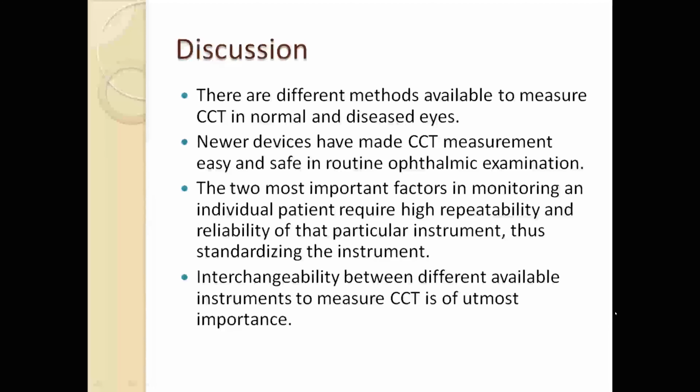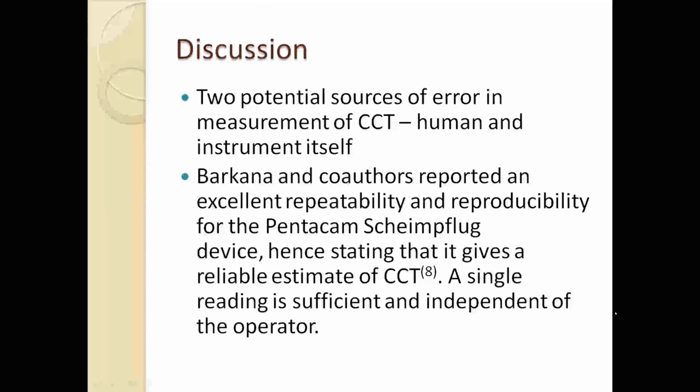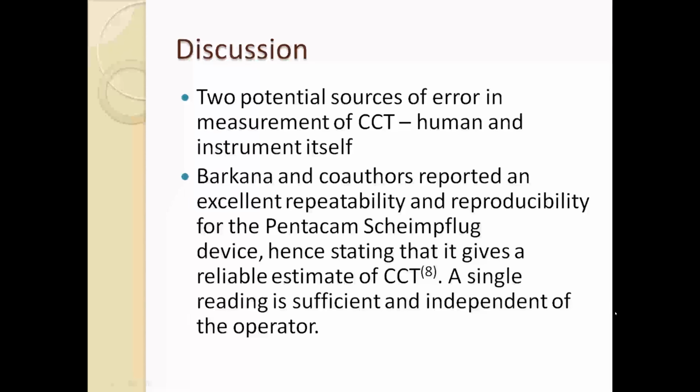Discussion. There are different methods available to measure central corneal thickness in normal and diseased eyes. Newer devices have made central corneal thickness measurement easy and safe in routine ophthalmological examination. The two most important factors in monitoring an individual patient require high repeatability and reliability of that particular instrument, thus standardizing the instrument. Interchangeability between different available instruments to measure CCT is of utmost importance. The two potential sources of error in measurement of CCT are human and the instrument itself.